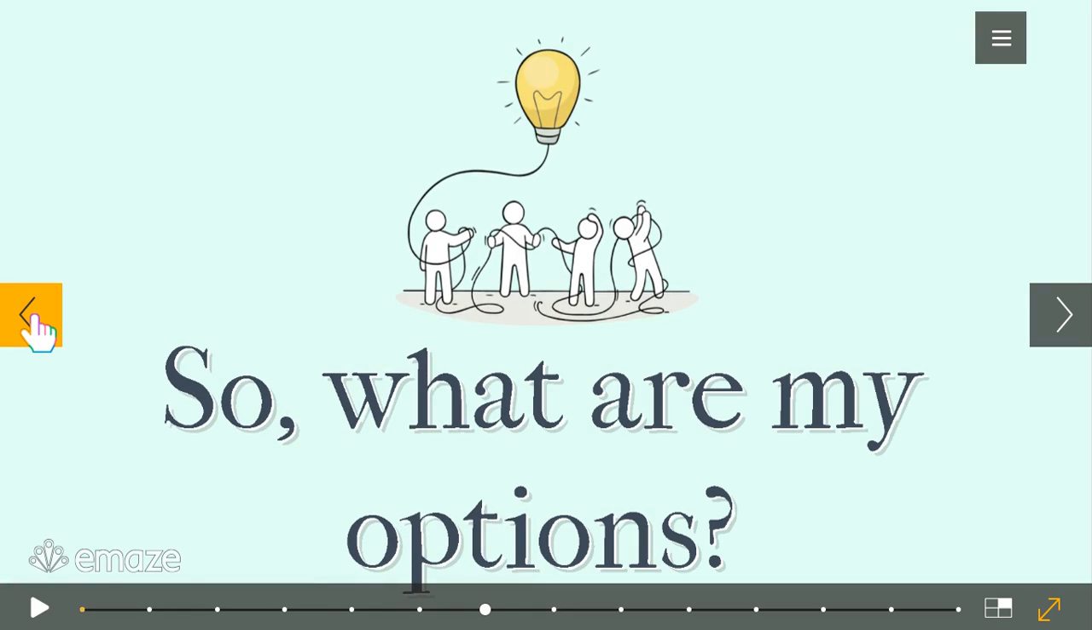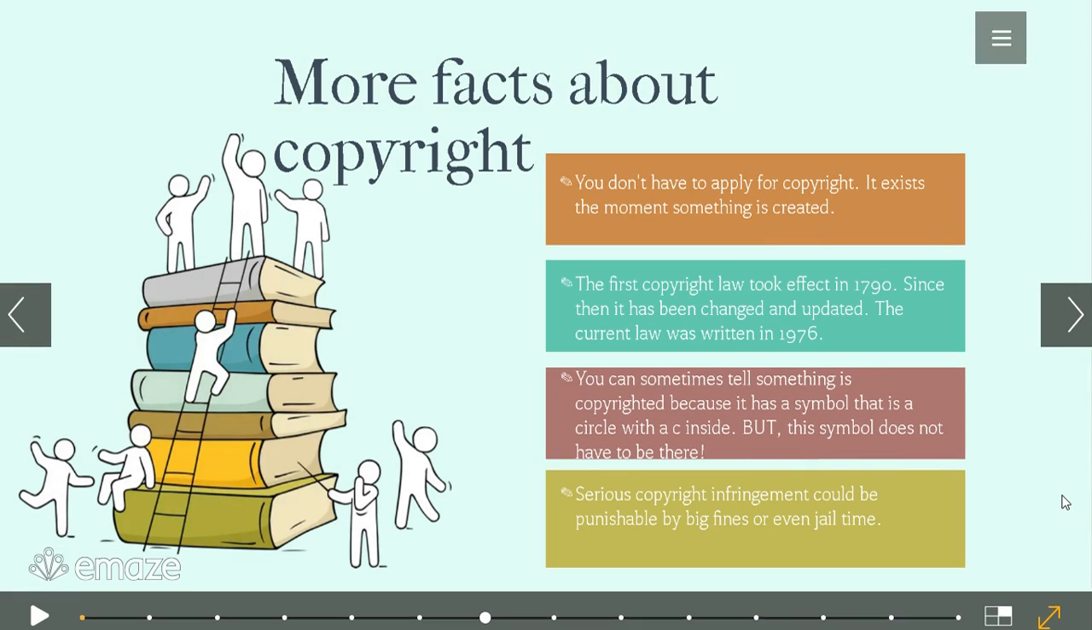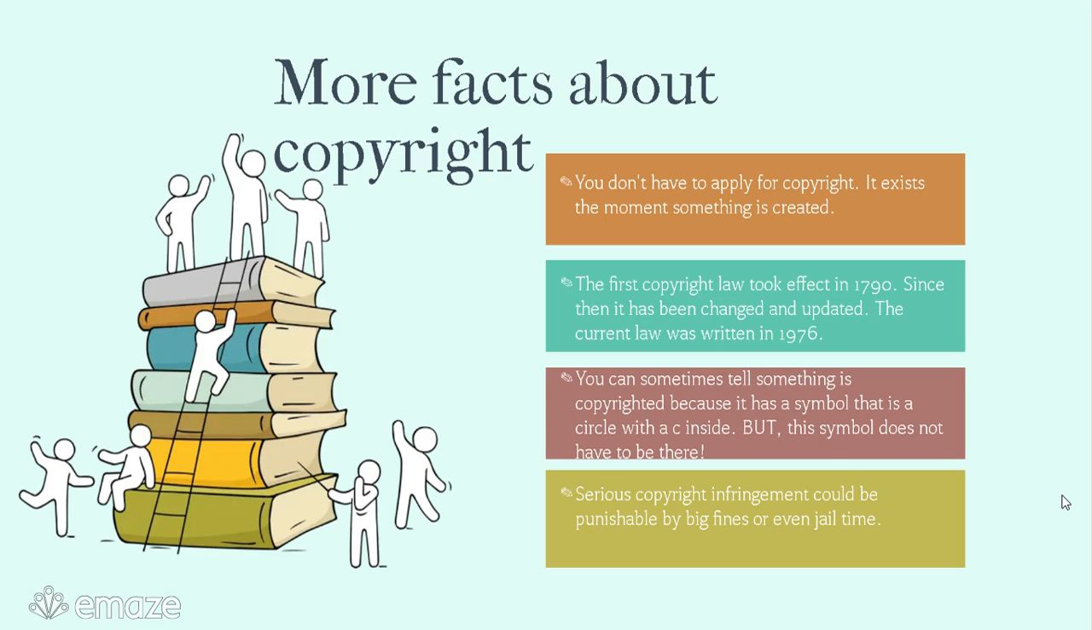So let's take a look at some other interesting facts about copyright. You don't have to apply for copyright. It exists the very moment something is created. The first copyright laws took effect in 1790. That's a really long time ago. But since then, it's been changed and updated. And the current law that we have now was written in 1976. So you can see it's still been a long time since it's been changed. It will probably have to be changed more as technology advances.